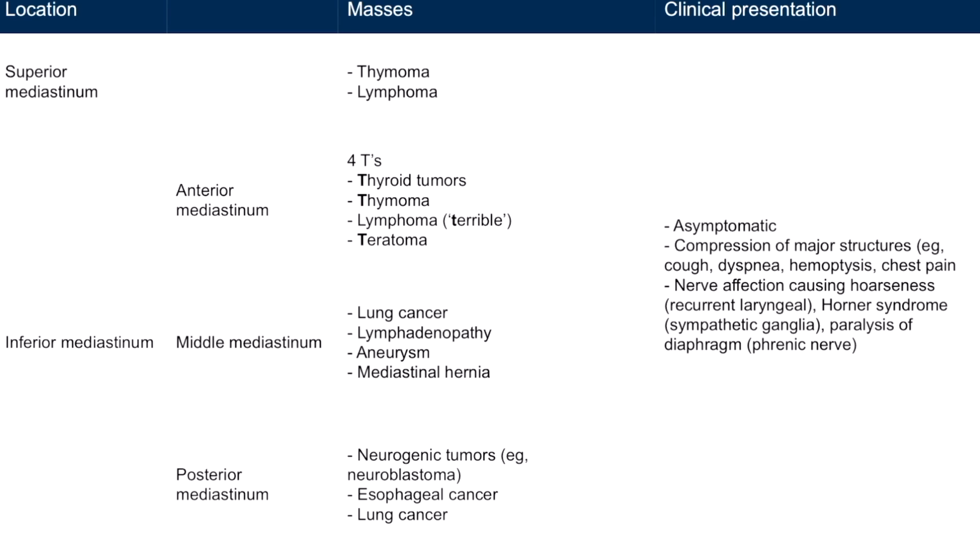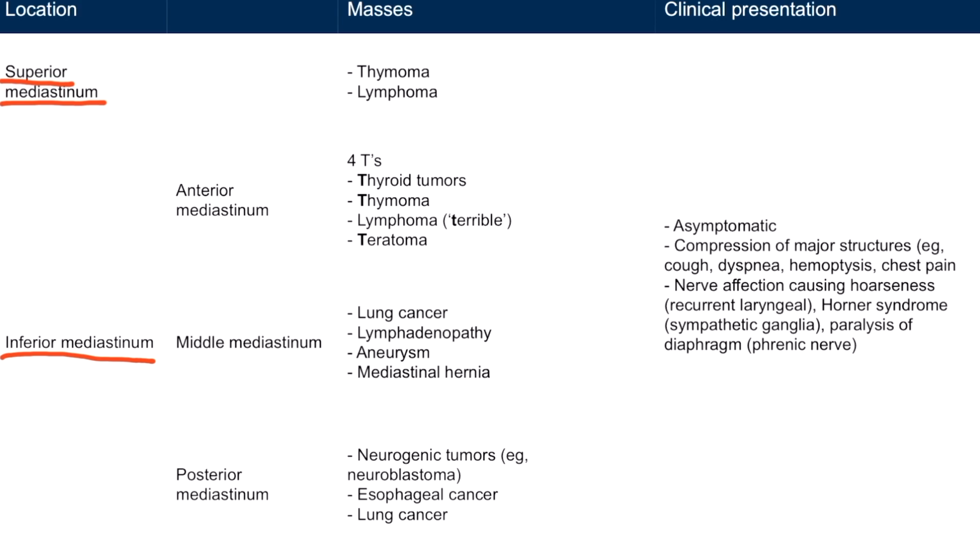The mediastinum is essentially the space between the lungs. As you may know, the mediastinum can be divided into the superior and inferior mediastinum. The inferior mediastinum can be further divided into the anterior, middle, and posterior mediastinum. Masses in each of these places can arise from and cause symptoms related to major adjacent structures.